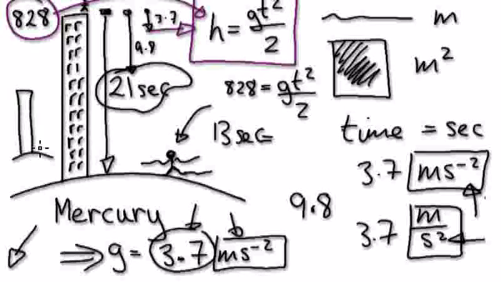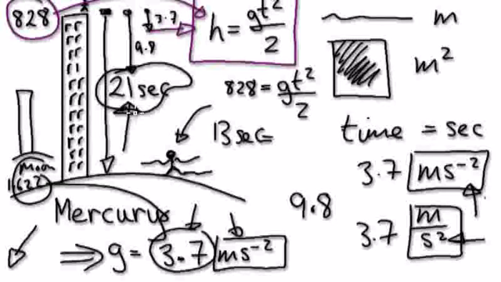If you happen to build the Dubai Tower on the moon, the gravity on the moon is 1.622. It's even weaker than Mercury, so it would take longer than 21 seconds. You can use this formula here to work out how long it would take on the moon or on any other planet. Just use the internet, search up gravity, and then type in the planet like Mercury or whatever.